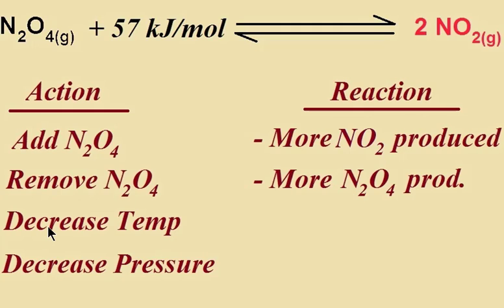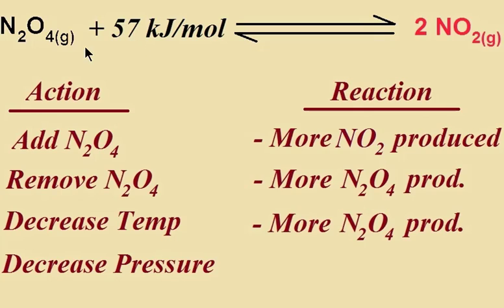We could decrease temperature. Remember, a decrease in temperature favours the exothermic reaction, the one that's giving out energy to replace the energy that's been lost by the temperature drop. In this case, it's the back reaction from right to left, which is exothermic, as it gives off energy. So decreasing temperature would cause more of the N2O4 to be produced, along with that energy.